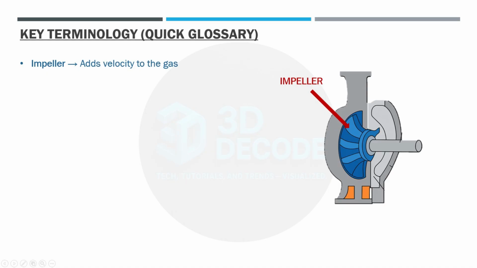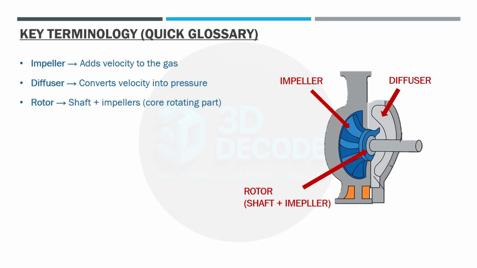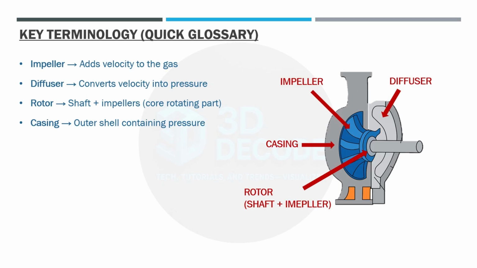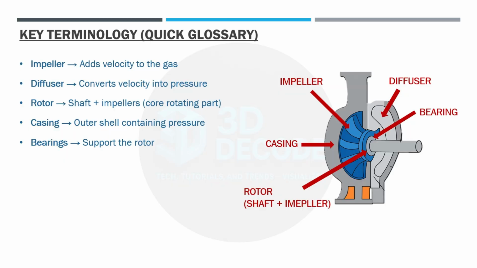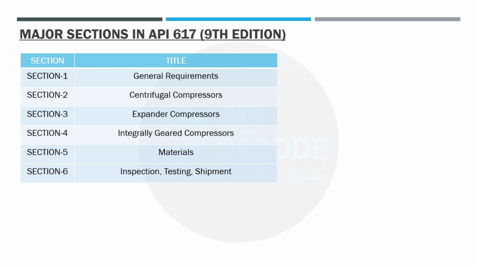Key terminology. Before moving ahead, let's quickly go through some important terms. The impeller adds velocity to the gas. The diffuser converts that velocity into pressure. The rotor is the shaft and impellers combined, the main rotating element. The casing encloses the internal components and contains the pressure. Bearings support the rotor, and the seal prevents gas leakage.